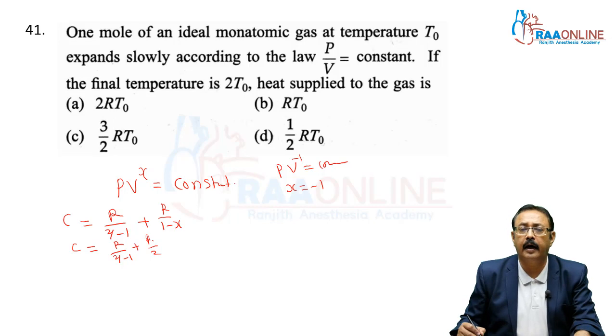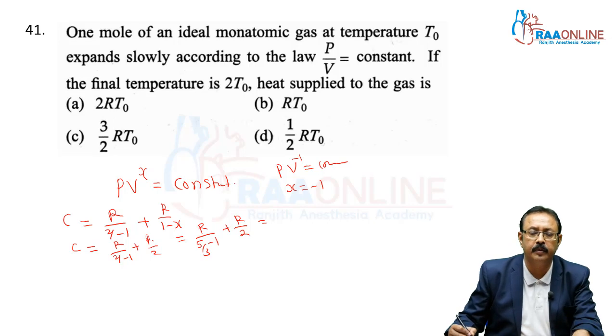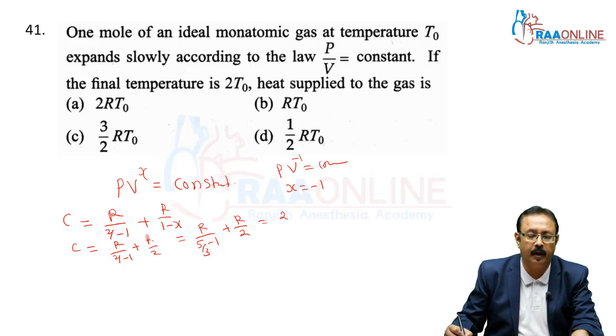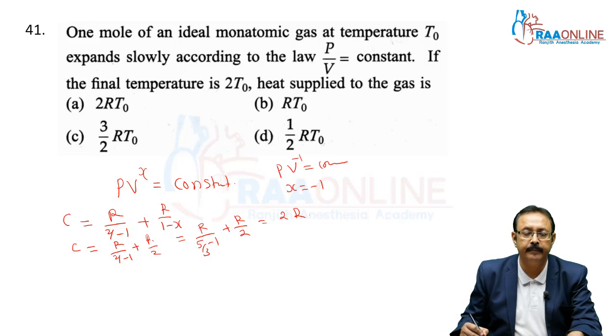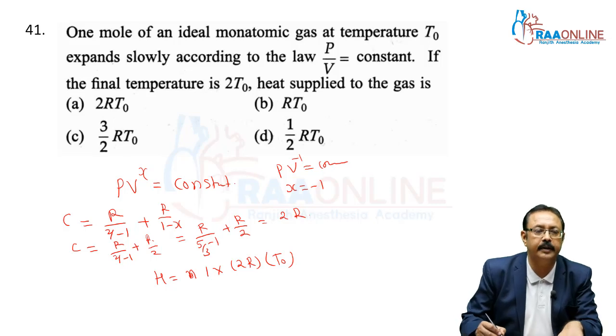Gamma is given for an ideal monoatomic gas, so gamma should be 5 by 3. So what we are getting is R upon 5 by 3 minus 1 plus R by 2. So molar specific heat is given by 3 by 2 and 1 by 2, which means 2R. So heat supplied should be N, number of moles, which is given as 1 mole, so mu, C into change in temperature, which is T naught. So we are going with 2R T naught.